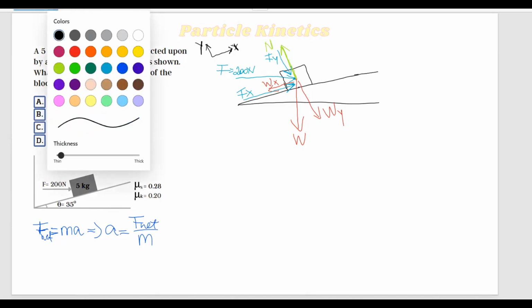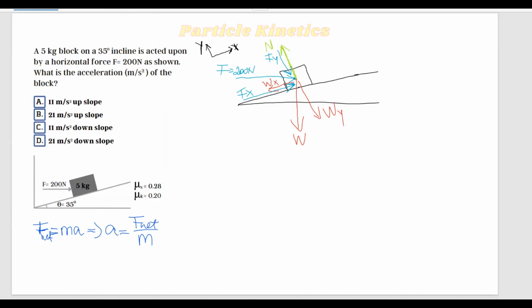Let's see. I'm going to start with weight. So the weight equals mg. The mass is 5 kilograms multiplied by gravitational acceleration, which is 9.81 meters per second squared. And this is going to give you the weight equals 49 newtons.